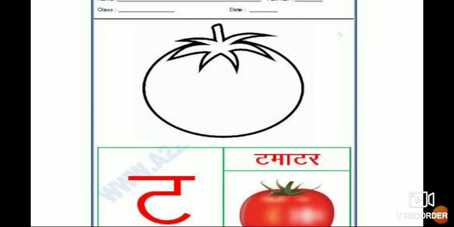T say tomato. Tomato means tomato. T say tomato. Can you guess any other words starting with the letter T? T say tarbuz. Yes. What else? What else can you think of? Try to remember if you know any words starting with the letter T.